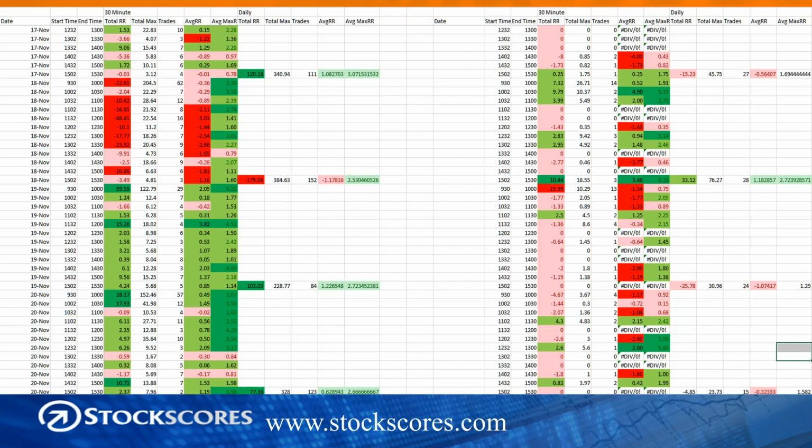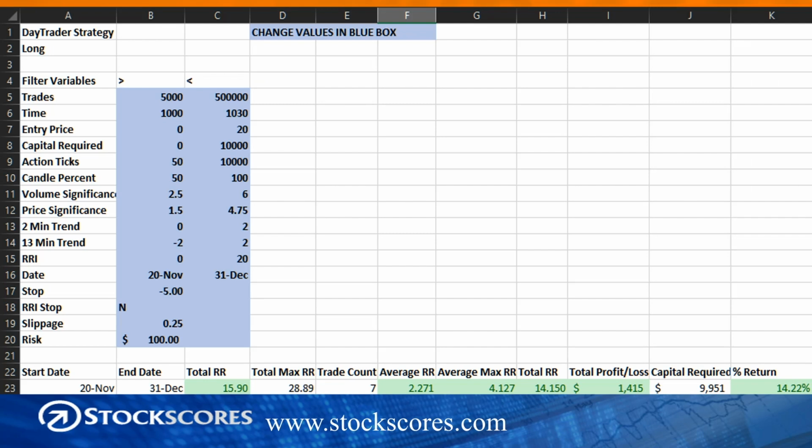And then I can also start to optimize. So I can go into this area of my tool where I can see what sort of average RRs and profits and percentage returns I can get over a certain time period. So if we stick with the 10 to 10:30 time period, I can adjust my indicators. These are the component indicators for my strategy. I can adjust those and try to optimize.